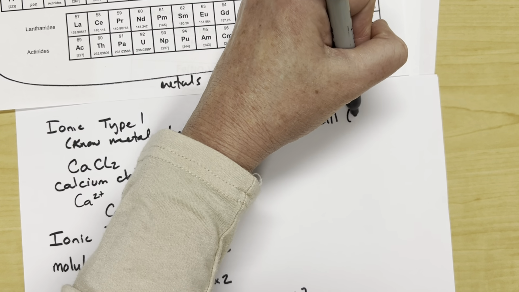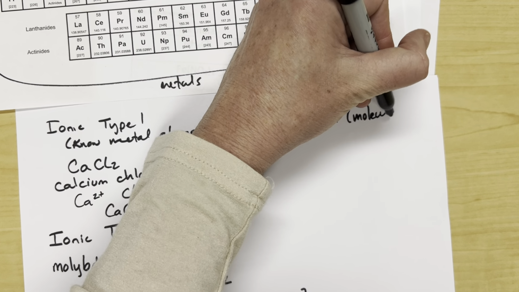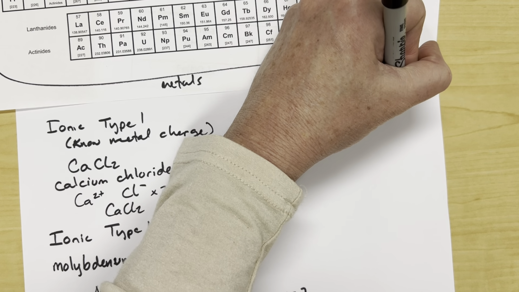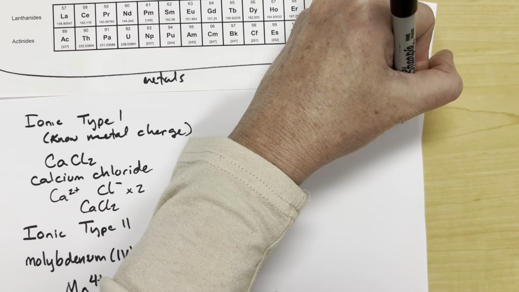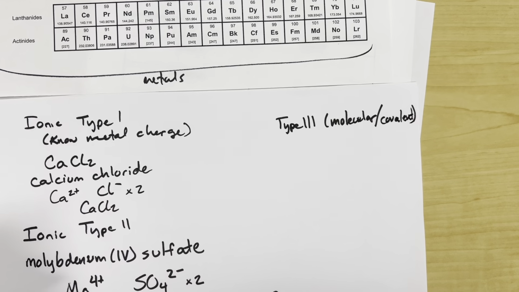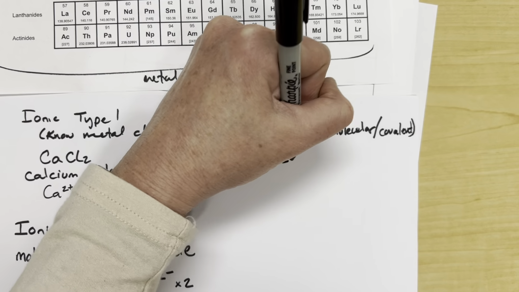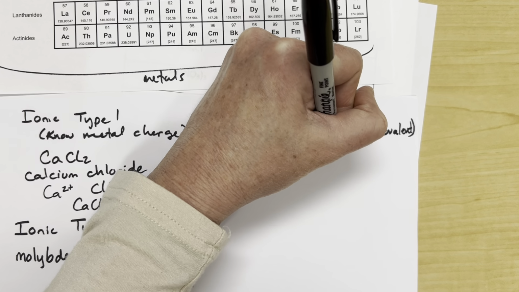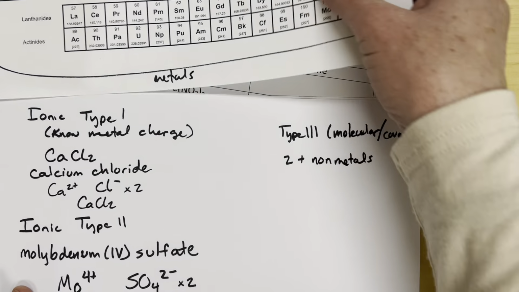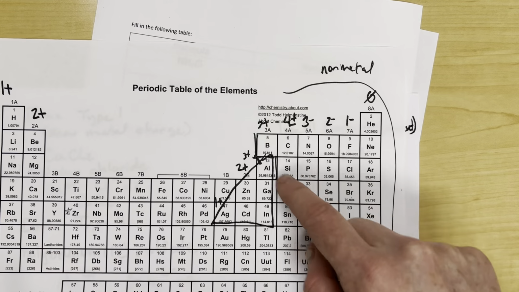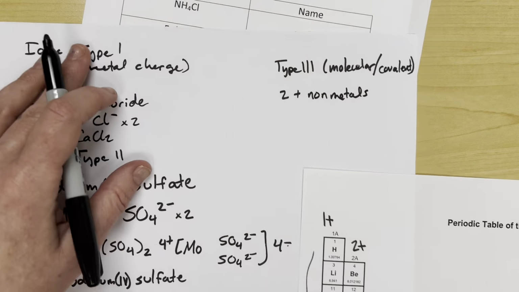We call these molecular compounds. Molecular, also known as covalent. So they're molecular and covalent compounds. This is when you have 2 or more nonmetals. Cool. So anytime you have 2 or more things coming from here, put together. Let me give you an example.